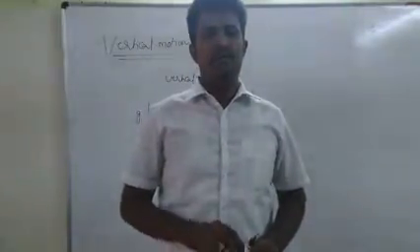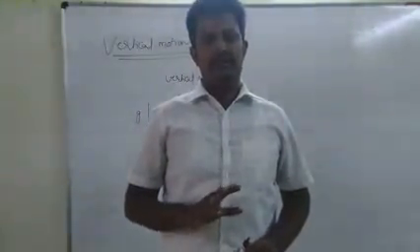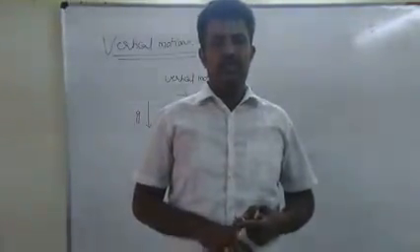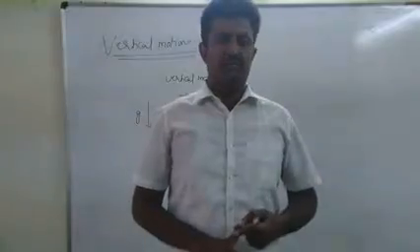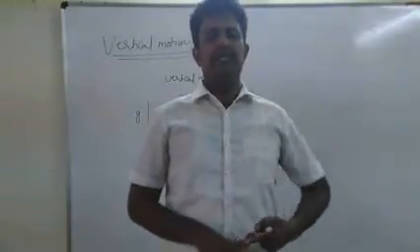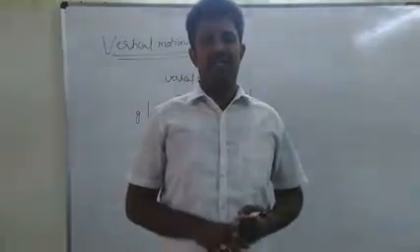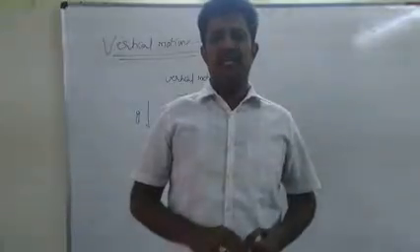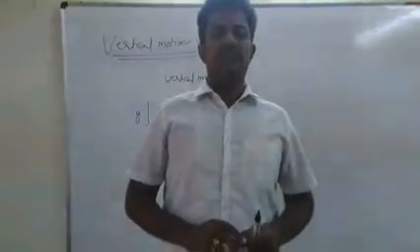Always use downward as negative. Is it okay? Means upward velocity positive, upward acceleration positive, upward displacement positive, downward displacement negative, downward acceleration negative, downward velocity negative. If you make use of this sign convention, you can solve the problem very easily.